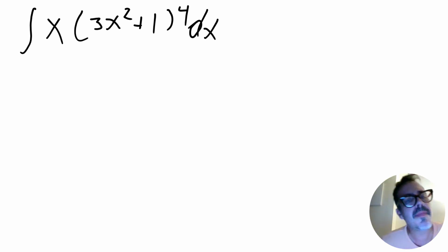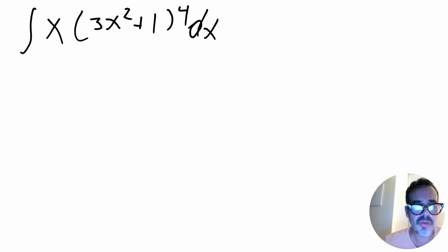So I immediately see that if I take the derivative of 3x squared plus 1, that actually becomes 6x. Therefore, I do have an x at the outside of my integral over here, as you can see, multiplied times dx. Therefore, if I take the derivative of what is inside, this will work. However, I'm still missing 6.